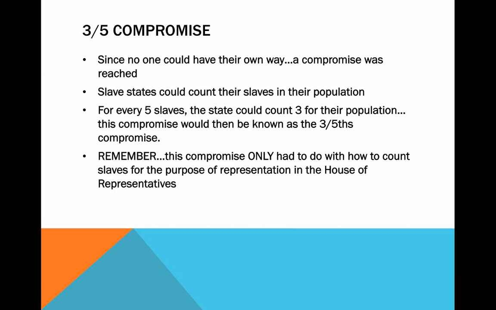I think it's important to remember that the compromise only had to do with how to count slaves for the purposes of representation in the House of Representatives. That's the only thing it had to do with: how do we determine how much representation that slave state got in the House?